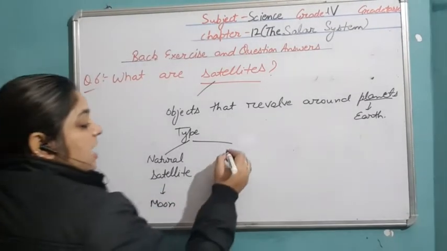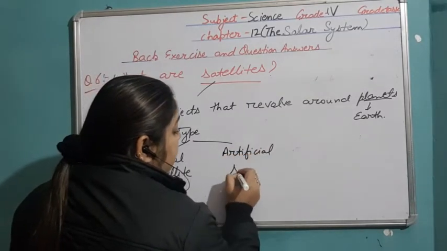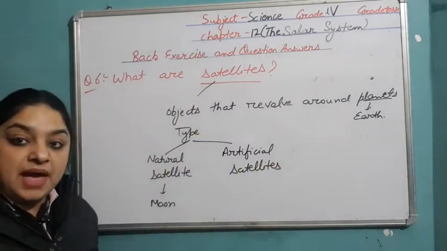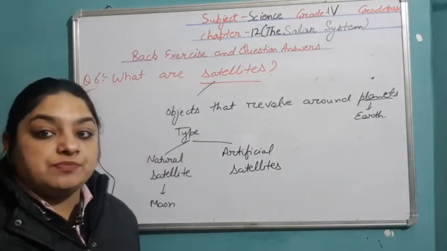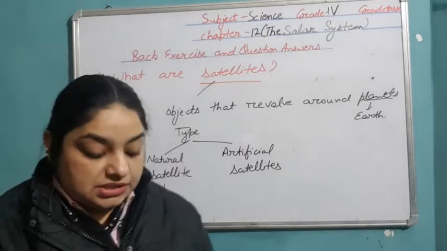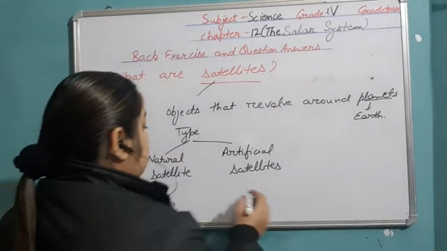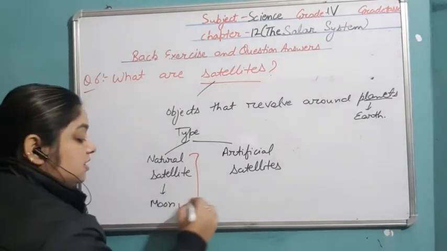And the second type is artificial satellites. Now what are artificial satellites? They are made by man and revolve around the planets. These are sent into space to capture some particular information. Second part of this question is, name the natural satellite of the earth. So the natural satellite of the earth is the moon.